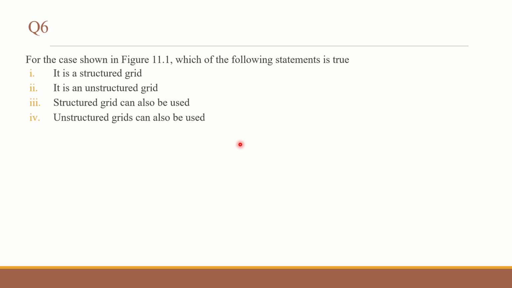Question 6. What it is asking is that for the case shown in figure 11.1, that is the semicircular domain figure, which of the following statements is true? First one, it is a structured grid. I repeat, first one, it is a structured grid. Second one, it is an unstructured grid. Third one, a structured grid can also be used. And fourth one, an unstructured grid can also be used.